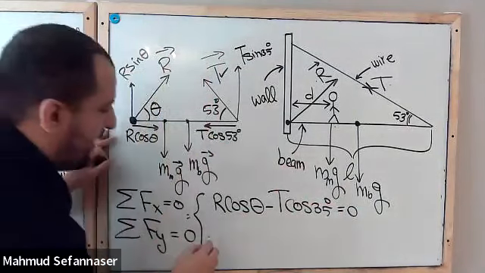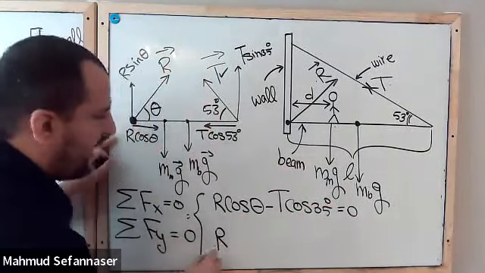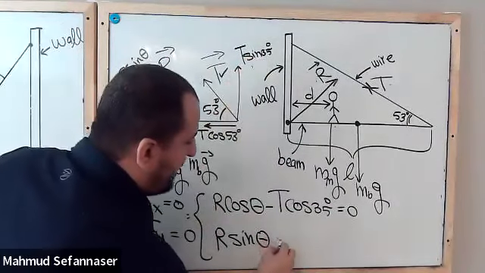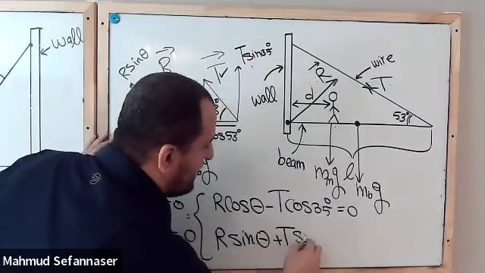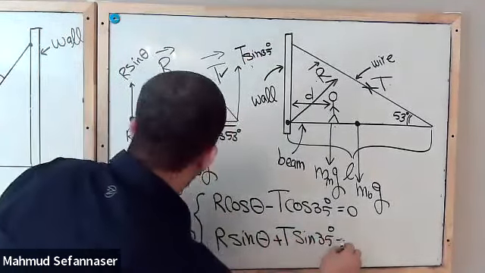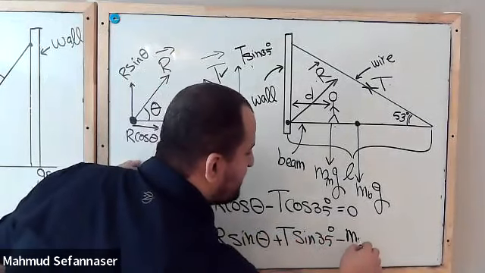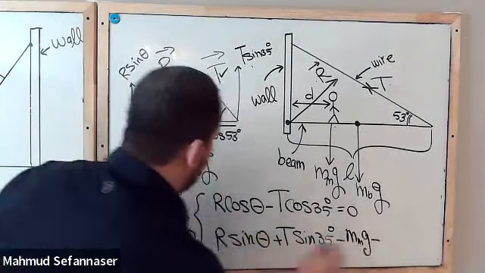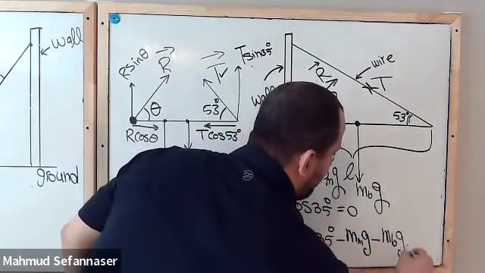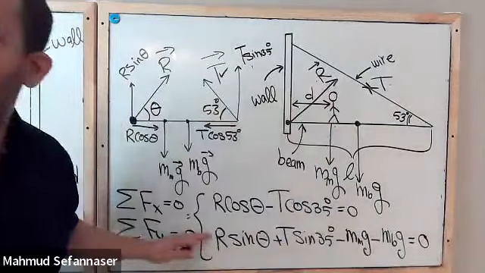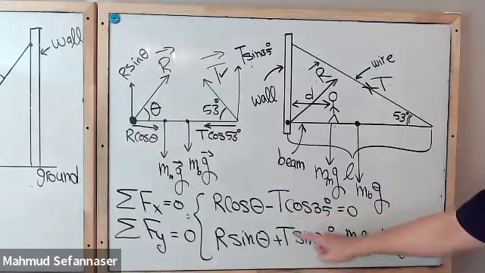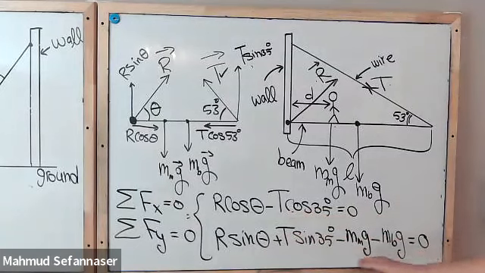Now from here, what do we have? Here we have r sine theta plus t sine 35 degrees, and then minus the mass of the man times gravity, minus the mass of the beam times gravity, and that's equal to 0. So this is another equation. So now we have two equations, one of them along the x and the other one along y.